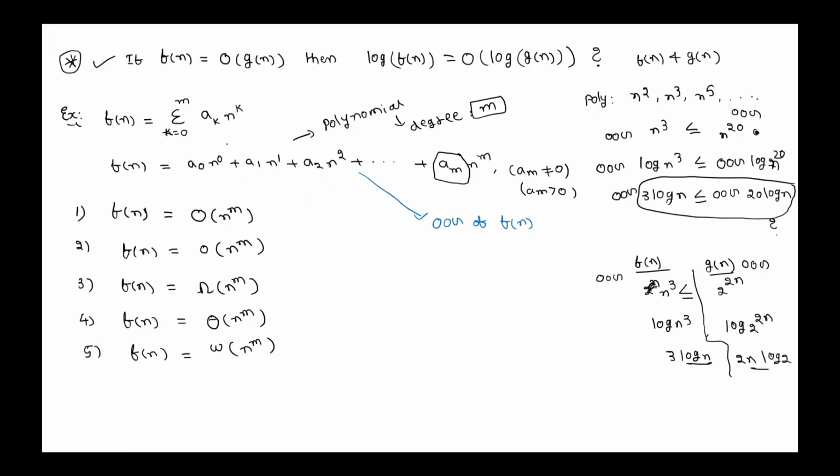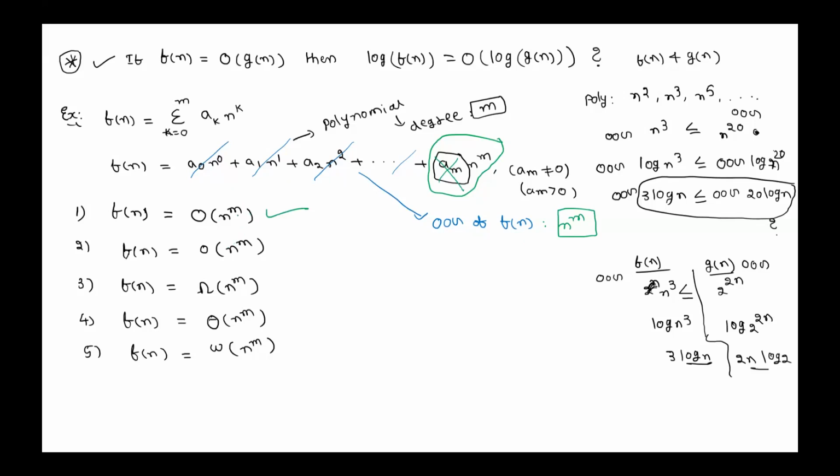So drop all lower order terms. What are the lower order terms here? All of these are lower order terms. What is the highest order term? n to the power m. Are there any constants in the highest order term? am is a constant. So finally, the order of growth of f(n) is n power m. Now, f(n) is big O of n power m: is this true or false? It's true.